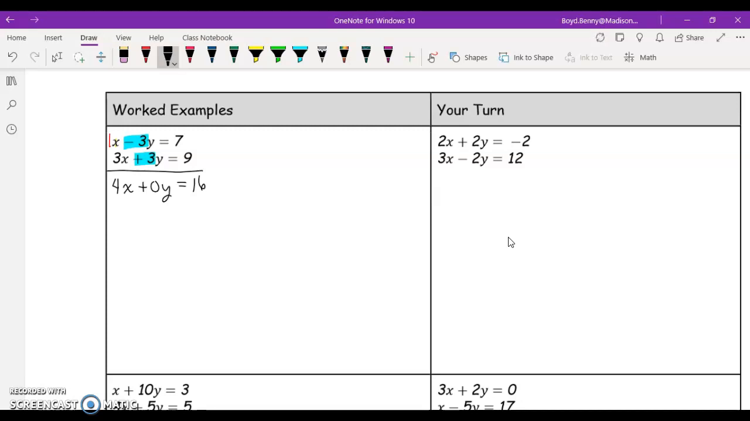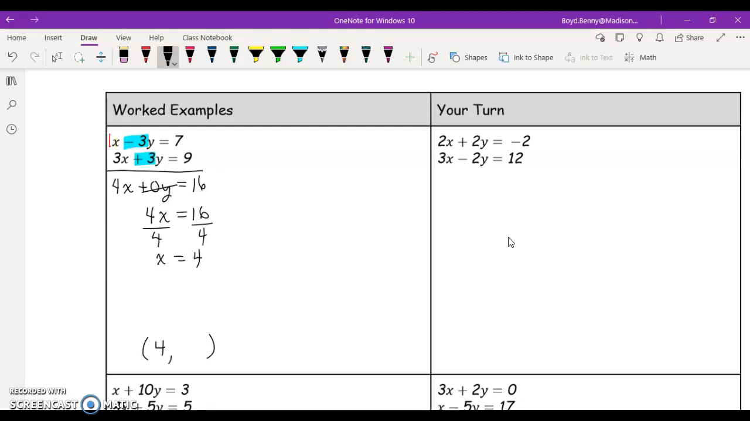Now we know that 0 times y is just 0 and that we don't need to write that down. Okay? So now I've really just got the equation 4x equals 16. Notice how I eliminated the variable y by adding those additive inverses together. As always, the next step is to divide by 4 because we want to isolate the x. 16 divided by 4 is 4. So the first part of our solution is 4.